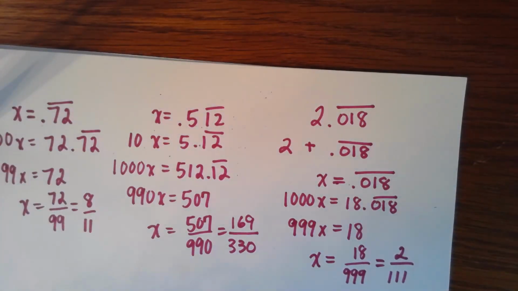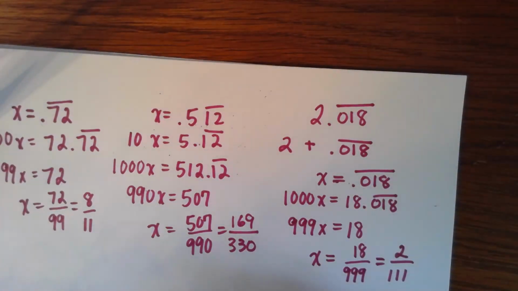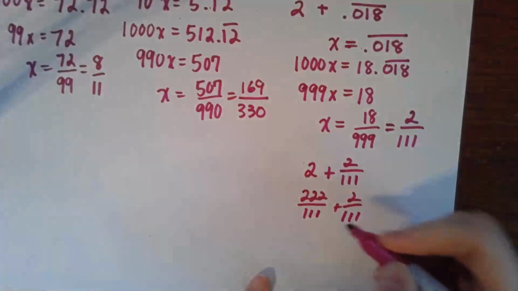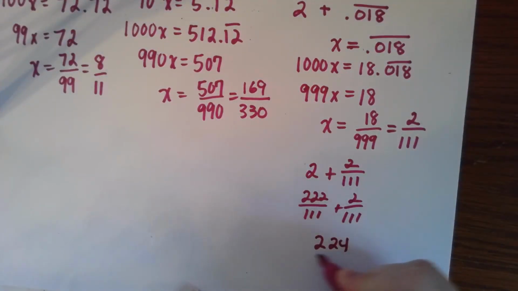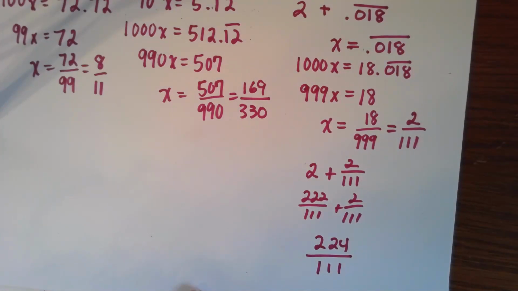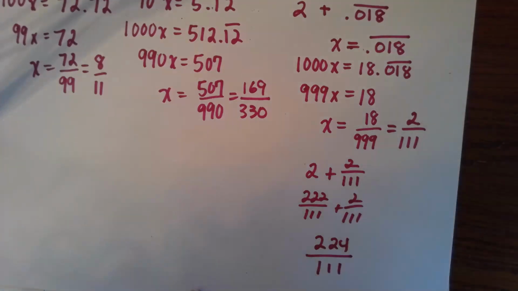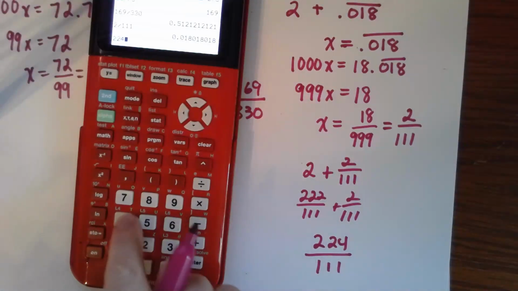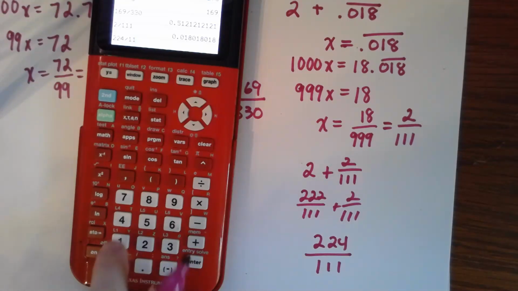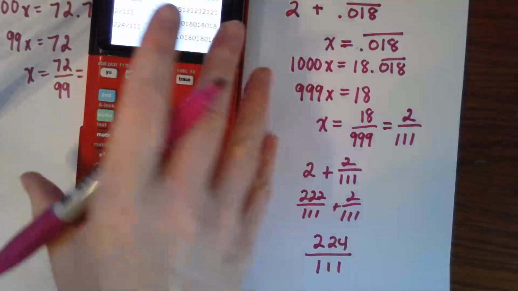Now that's just this part of it, so we'd have to add the 2 on. So 2 plus that 2 over 111. That's going to be 222 over 111 plus 2 over 111, giving us a total of 224 over 111. We could check that just to be sure. 224 divided by 111, and indeed it is 2.018, 018, 018, and on it goes.